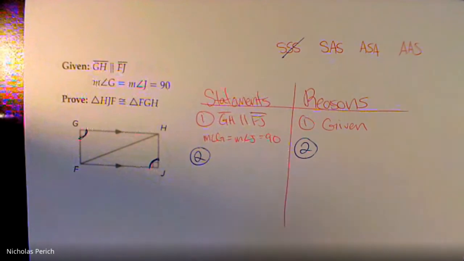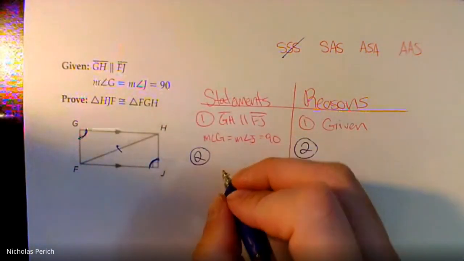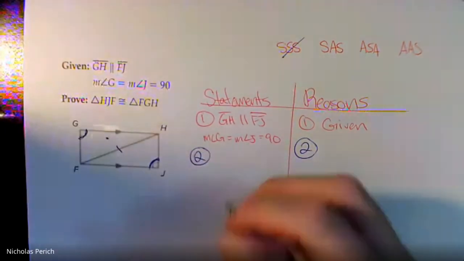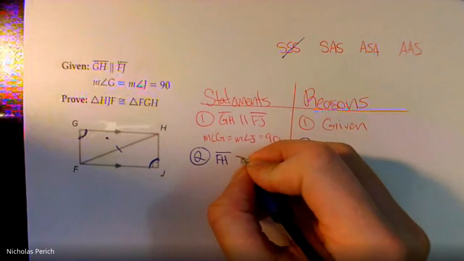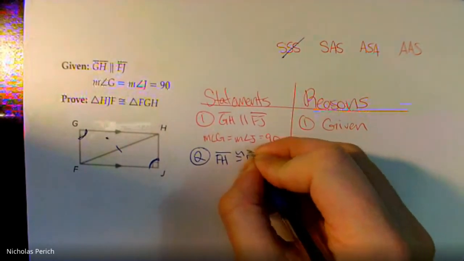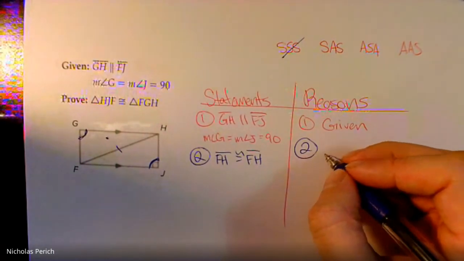FH equals FH, and that's, of course, the Santee special. So I have a side there. FH is congruent to FH, and that's, what's the Santee special actually called again? Reflexive property, very good.